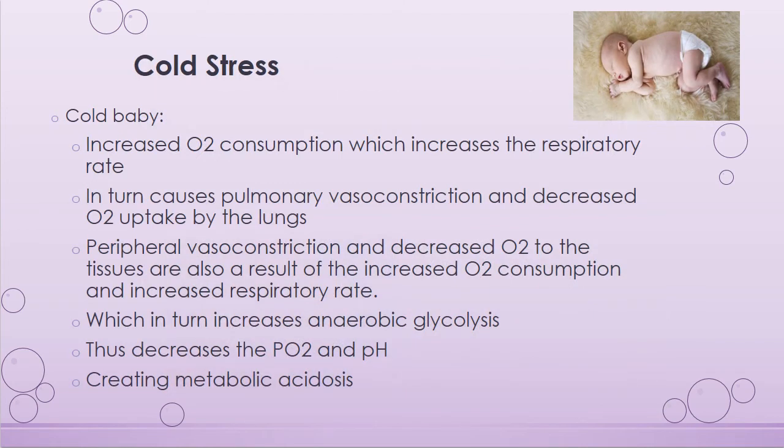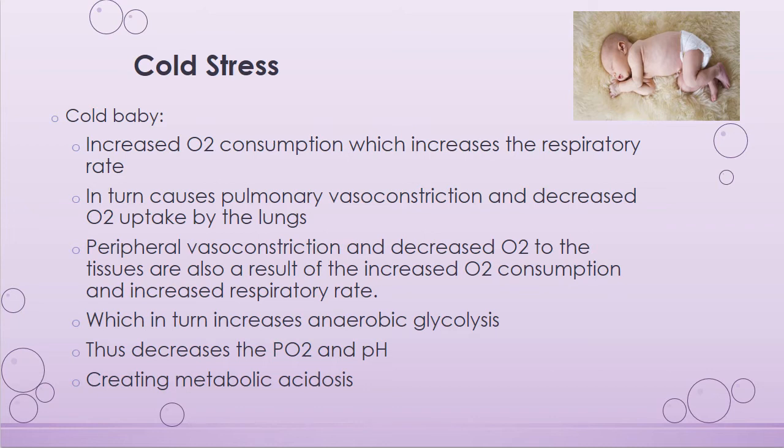Now, cold stress. Cold stress is very serious, guys. They're going to have increased O2 consumption, which increases their respiratory rate. In turn, it's going to cause their pulmonary vasoconstriction and decreased O2 uptake by the lungs. Peripheral vasoconstriction and decreased O2 to the tissues are a result of the increased O2 consumption and increased respiratory rate, which in turn increases the anaerobic glycolysis. And what that does is it decreases their PO2 and their pH, so they go into metabolic acidosis. So cold stress is very, very serious for our neonates.